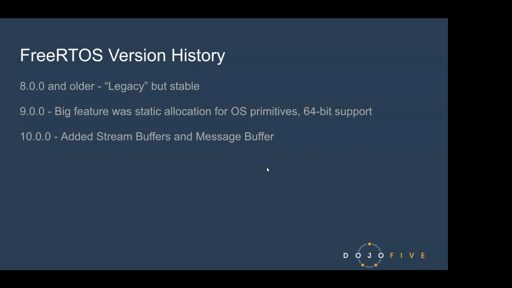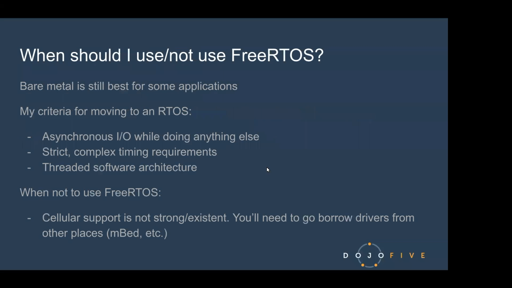They also added 64-bit support in 9.0. And then in 10.0, they added stream buffers and message buffers. And really, the other big thing that happened in 10.0 is Amazon bot. So that's the latest, greatest. They've had a 10.1 and a 10.2, which are point releases, but those have largely been smaller changes. So it's the biggest version history, but it is still very actively being developed.